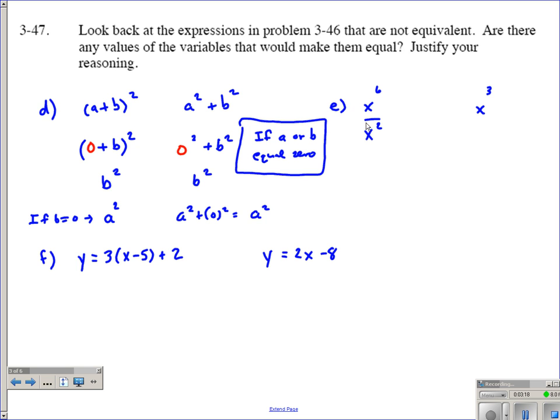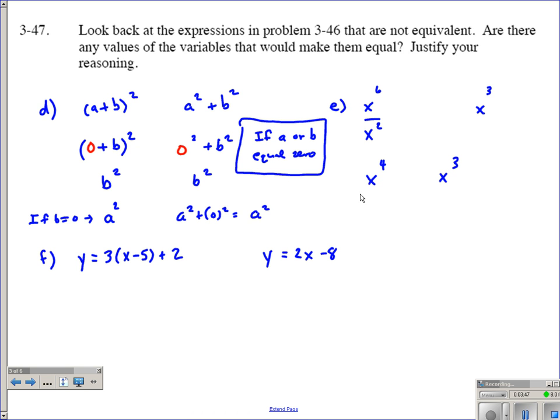For part E, we have x to the 6th power divided by x to the 2nd power, and we're comparing it to x to the 3rd power. Well, in the last problem, we simplified this, and we got that x to the 6th divided by x squared is x to the 4th power. So if you look closely at those, remember, this is like saying x times itself 4 times, and this is like saying x times itself 3 times.